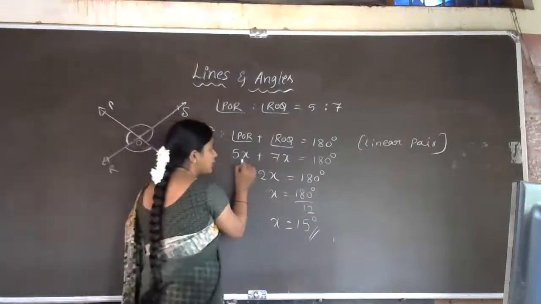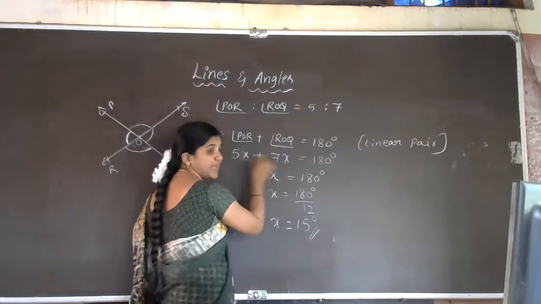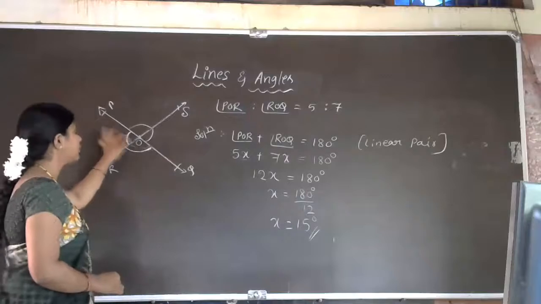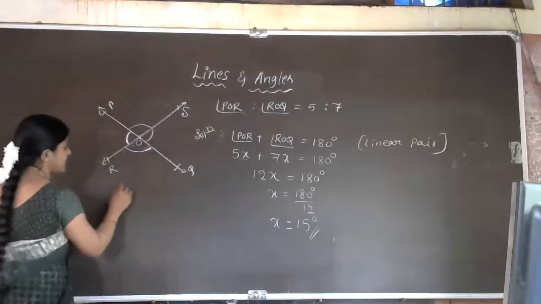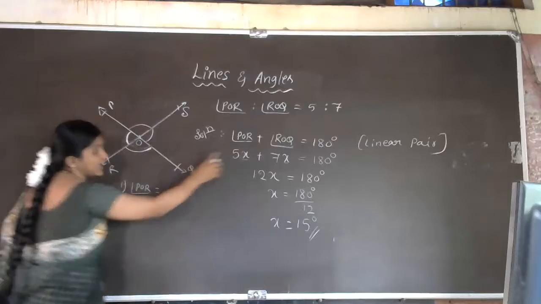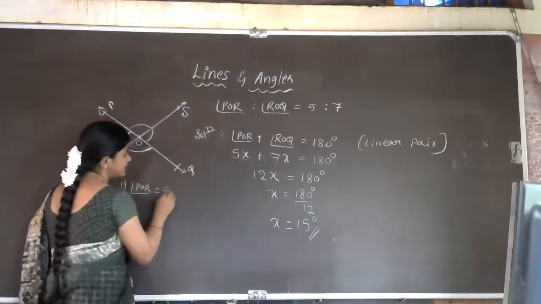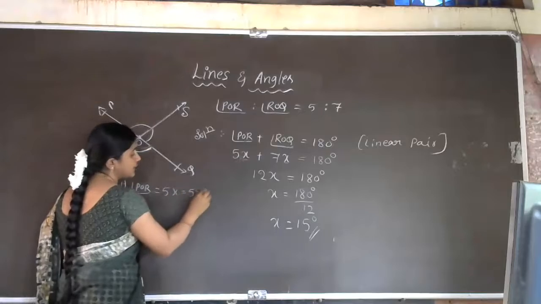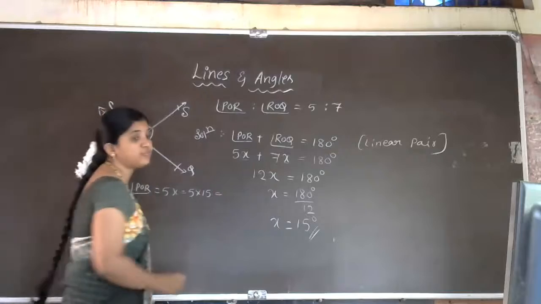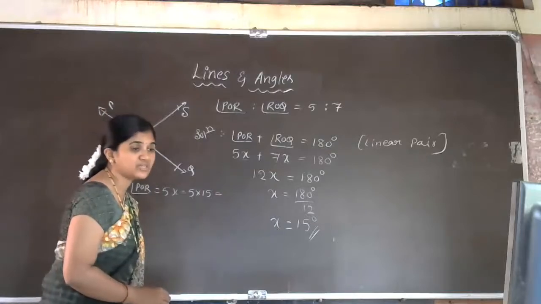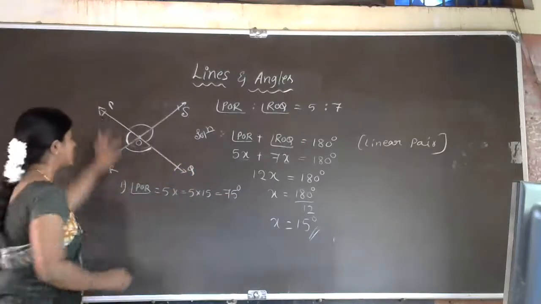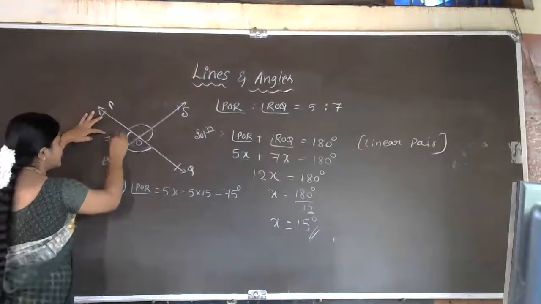So here what we were hiding in the x part, this is 15 actually. Now using this x value we have to work out all the angles. Let us take the first angle, angle POR. Angle POR is 5x ratio, that is 5x is equal to 5 into 15. 15 5s is 75 degree. So here we got the answer as 75 degree.